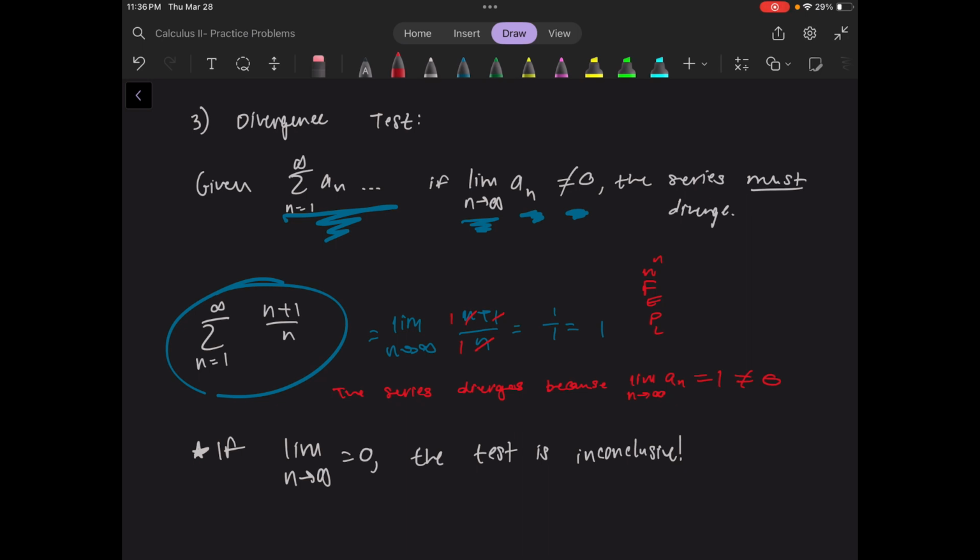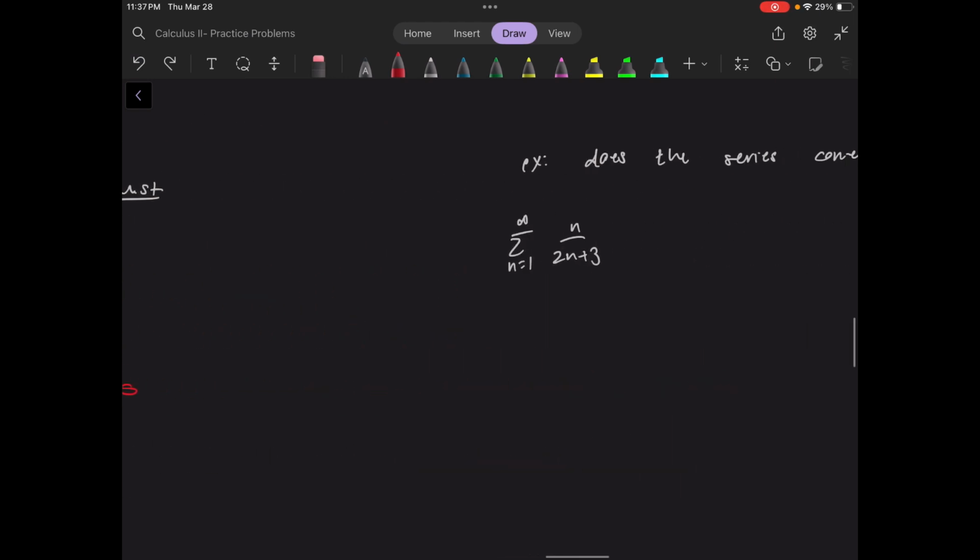So in the next few videos, we will look at the integral test, the limit comparison test, ratio test, root test. We have a lot of tests to determine whether a series like this one will converge or diverge. And that is pretty much what this entire section is about. So let's look at an example.